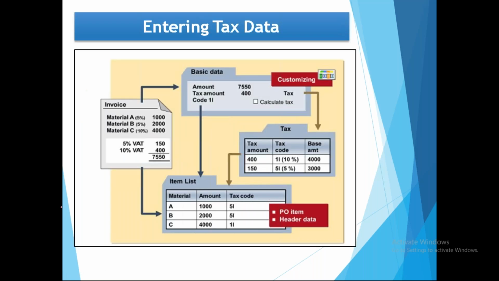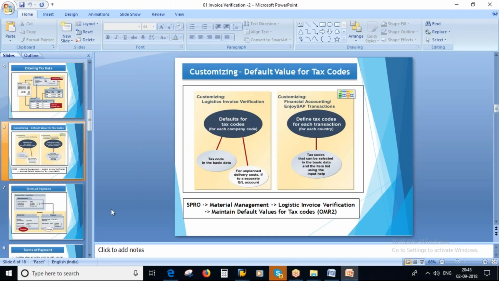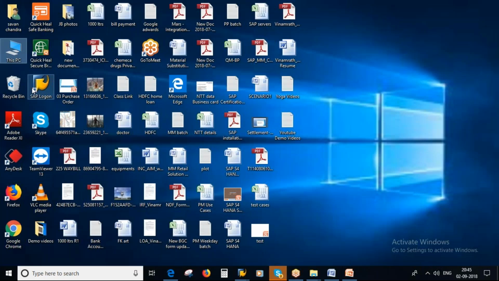Okay, so when you do the invoice verification, invoice entry, you will enter the tax code in the invoice verification. According to that, the system will calculate the tax in the invoice verification. So we will see that. So let's go to the system.